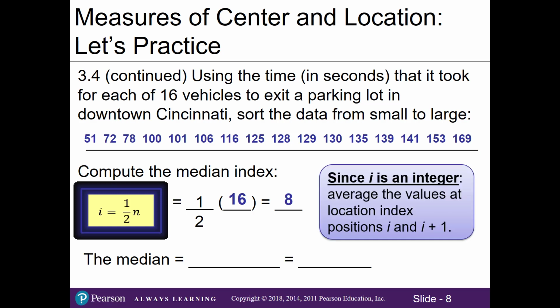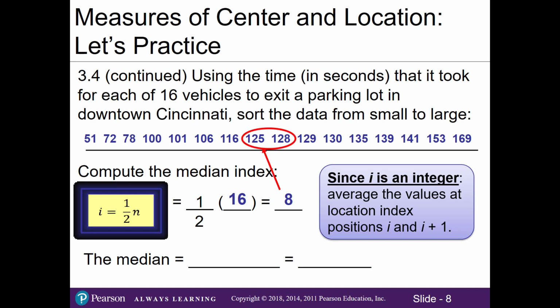Because 8 is an integer, I'm going to want to average the value in the 8th position and the next number up. So since I'm looking for the 8th position, I'm going to go back up to my data set. The 8th position in my data is 125. And I want to take the average of 125 and the very next number up in my data set, in this case 128.